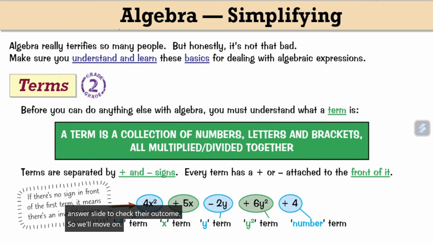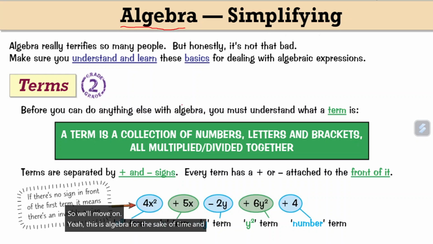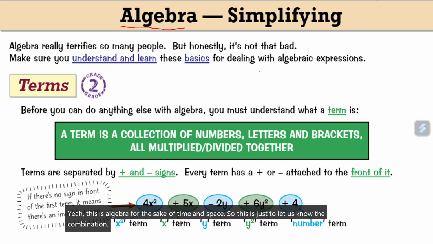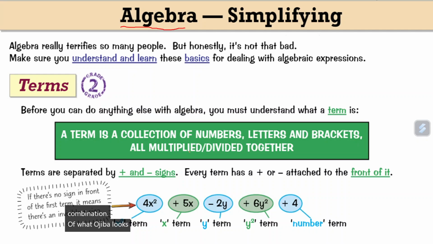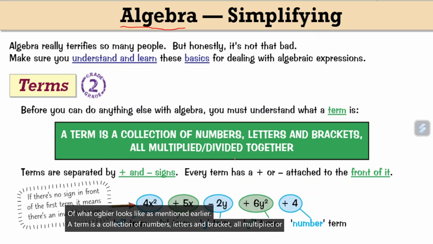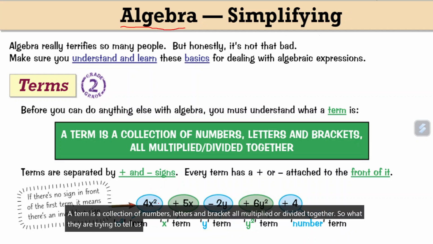This is algebra. For the sake of time and space, this is just to let us know the combination of what algebra looks like. As mentioned earlier, a term is a collection of numbers, letters, and brackets all multiplied or divided together. What they are trying to tell us is each of these is known as a term.